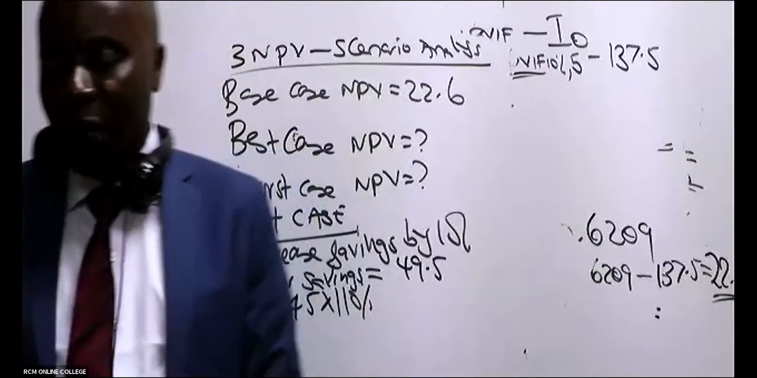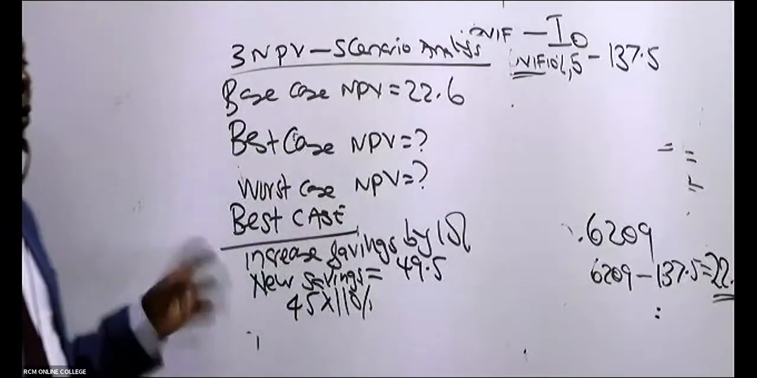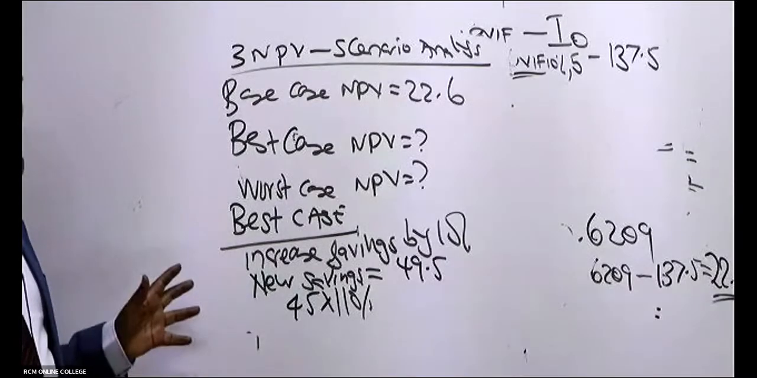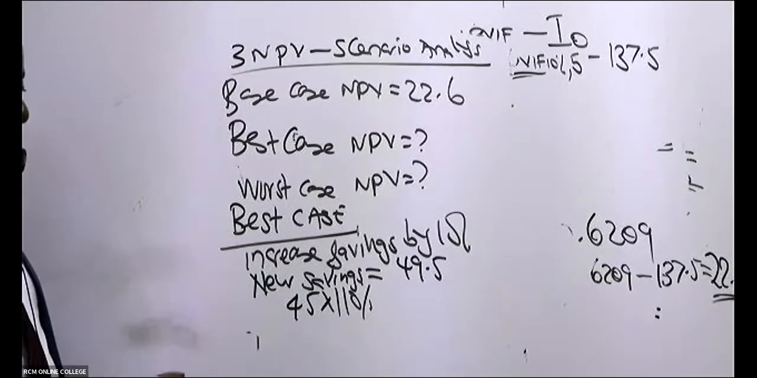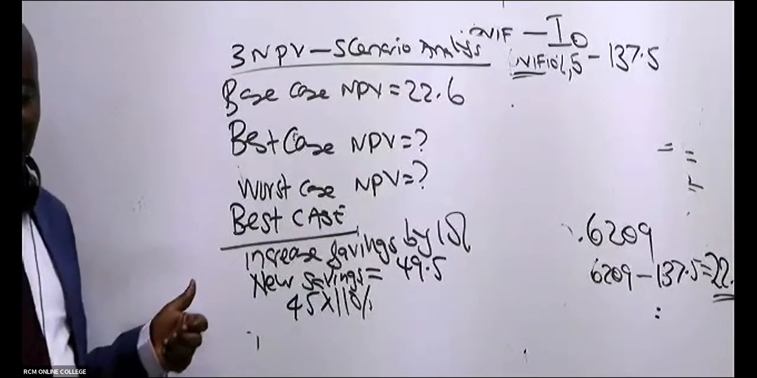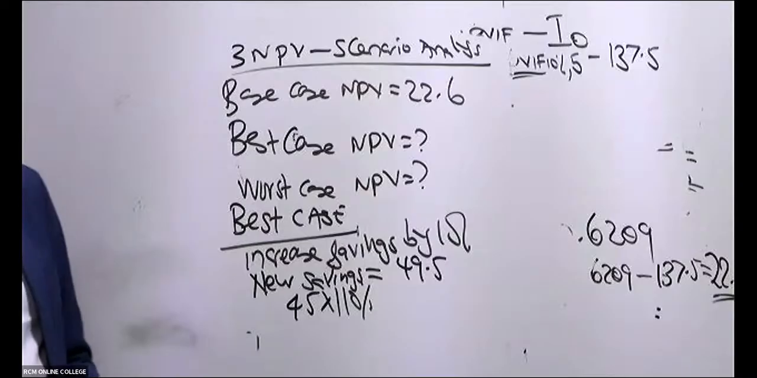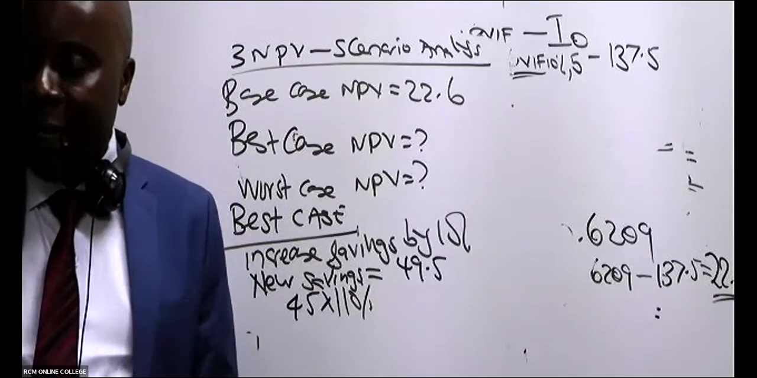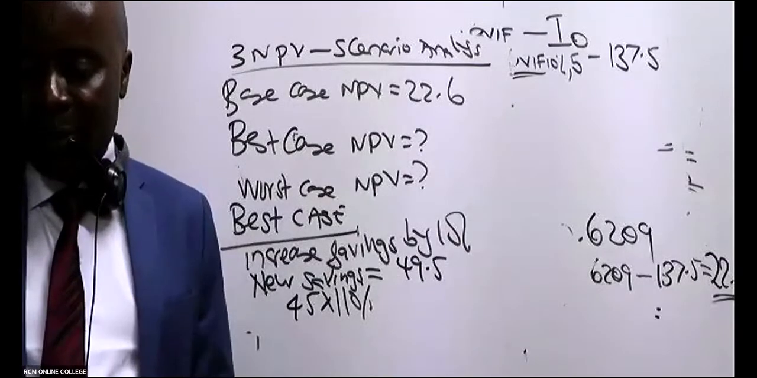Now remember, we are working with 49.5. Why am I using 110%? It's because they have told us that the variation is 10%, the increase, because we are working with the best case. So I'm giving you exactly 5 minutes. Try your very best and give us the new net present value.